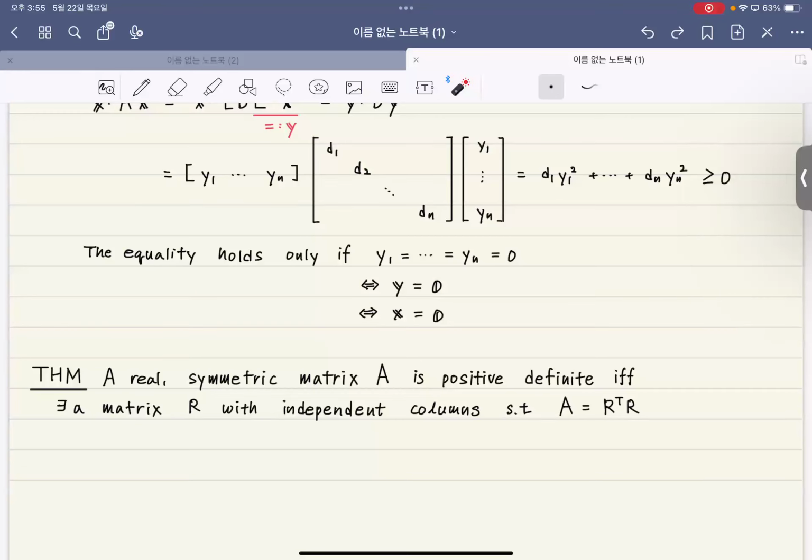A real and symmetric matrix A is positive definite if and only if there is a matrix R with independent columns such that A is R transpose times R. Oh, by the way, if you take the transpose of this R^T R, then you can easily realize that R^T R is automatically a symmetric matrix, right?